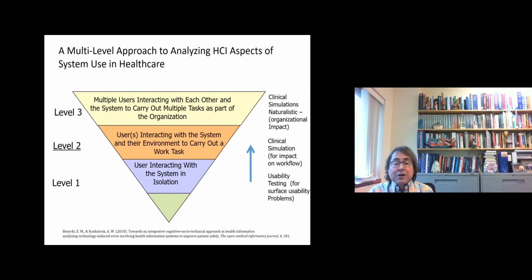So back to this diagram, I'm going to show in the next example, we're going to move up to level 2. I'm not very far up, but we're going to look at the user at level 1, but then we're going to set up some scenarios where we're going to record doctor-patient interaction involving the computer. So now we have people doing a real task, interviewing a patient using the computer. We're moving up a bit.